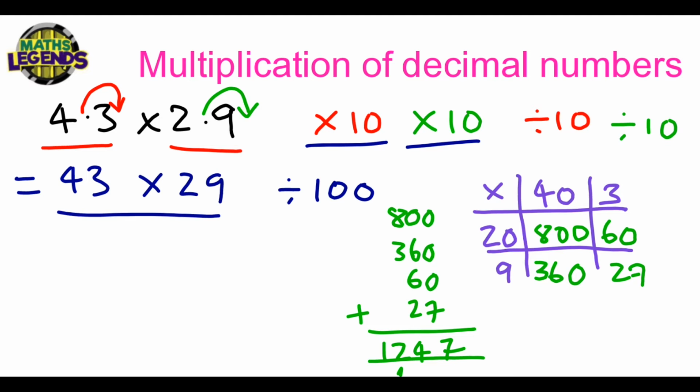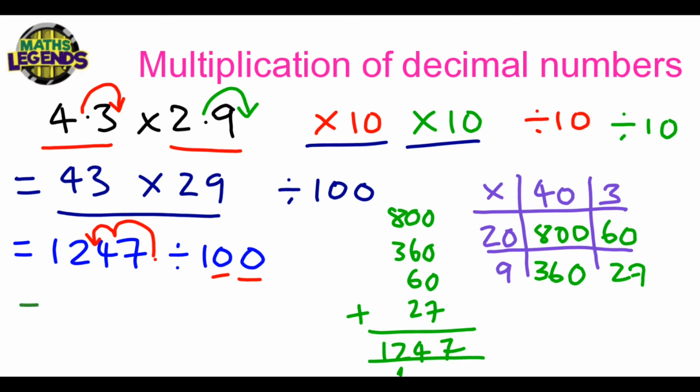So we can write that down in our next line. This is 1247 divided by 100. Now to divide by 100, we take the decimal point that's on the end and we move it 2 places because we have 2 zeros. So this becomes 12.47. Let's look at another example.